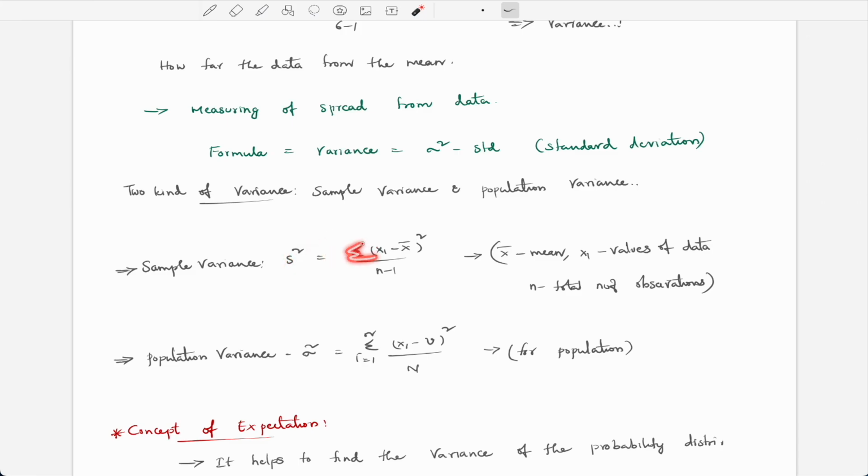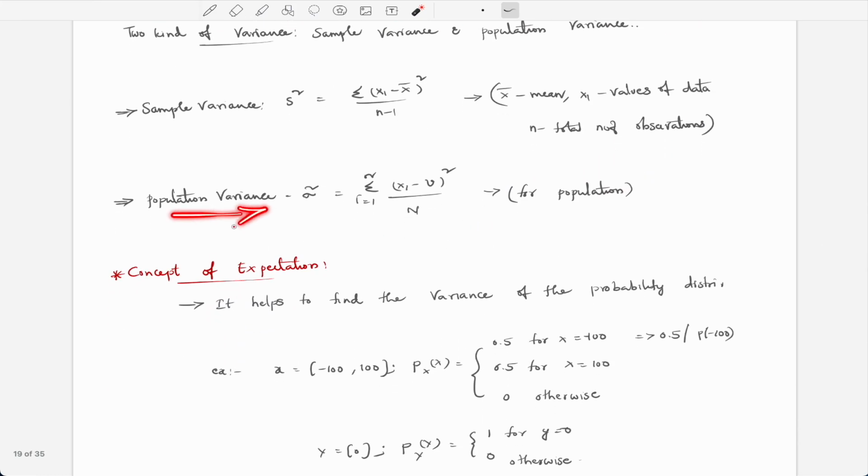So like this, we just simply add a summation here, because we are adding all these variances. So we simply take the data points minus the mean, square it, divided by n-1. So x-bar is the mean, x1 are the values of the data, which are the data points here, and n is the total number of observations. The same goes for the population variance also.